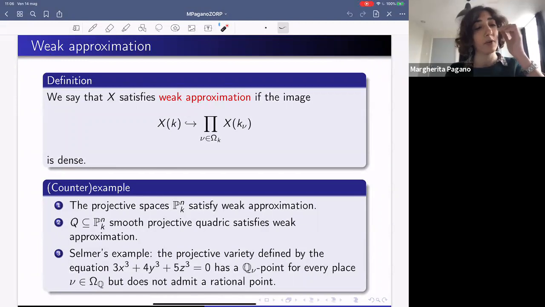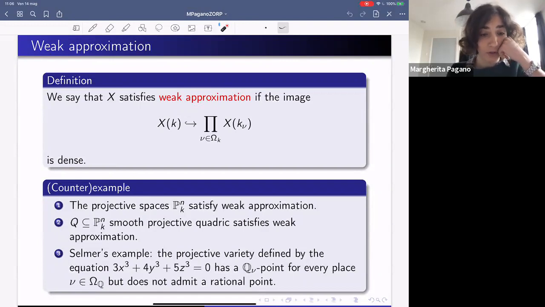Let me give you some examples and non-examples of varieties that satisfy weak approximation. The first one, and probably the easiest, is the projective n-dimensional space. One can prove that projective n-dimensional space satisfies weak approximation. Maybe a more interesting one is given by smooth projective quadrics. One can prove that smooth projective quadrics always satisfy weak approximation.